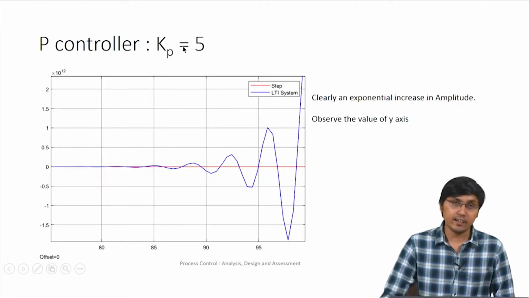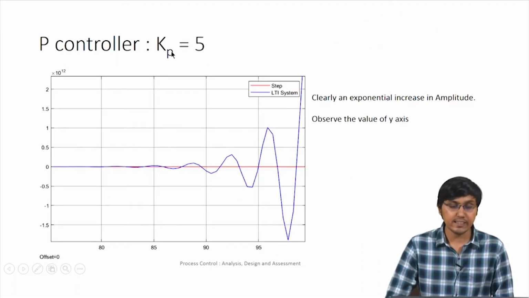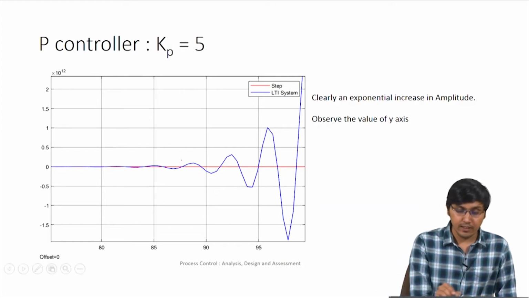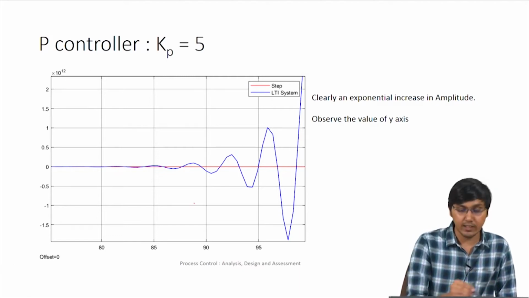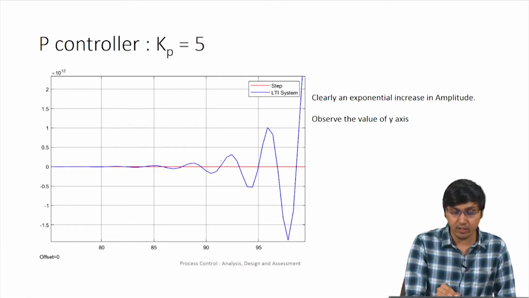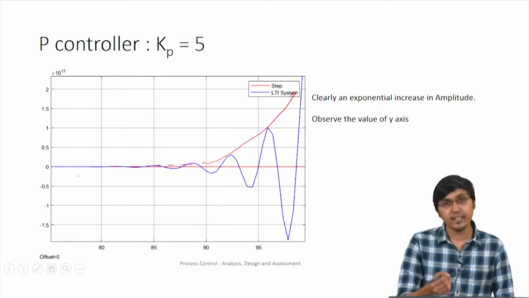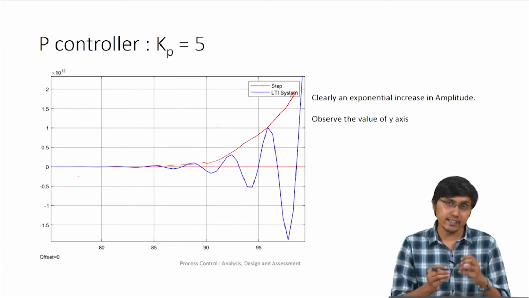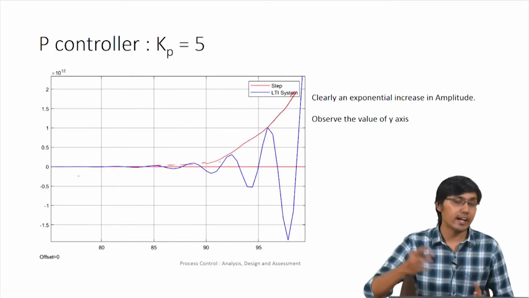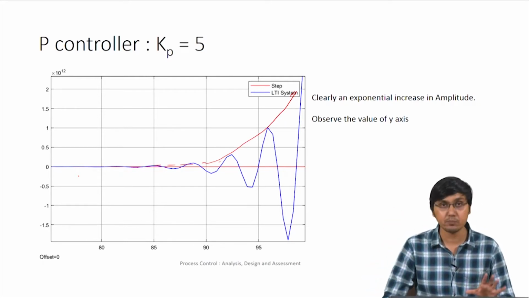Now again, to illustrate that it is an exponential increase, let us take Kp equal to 5. You can see the value on the y axis is of the order of 10 power 12. As time increases, the value is not increasing by equal amounts, it is increasing exponentially. That is what you can clearly observe from this particular graph.